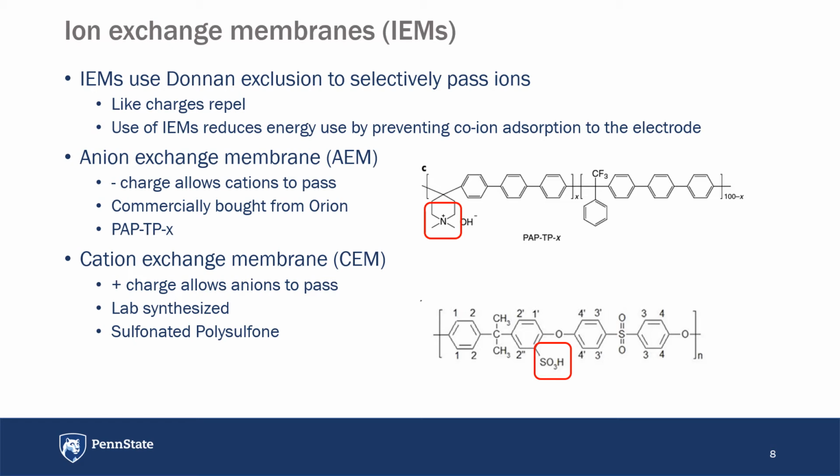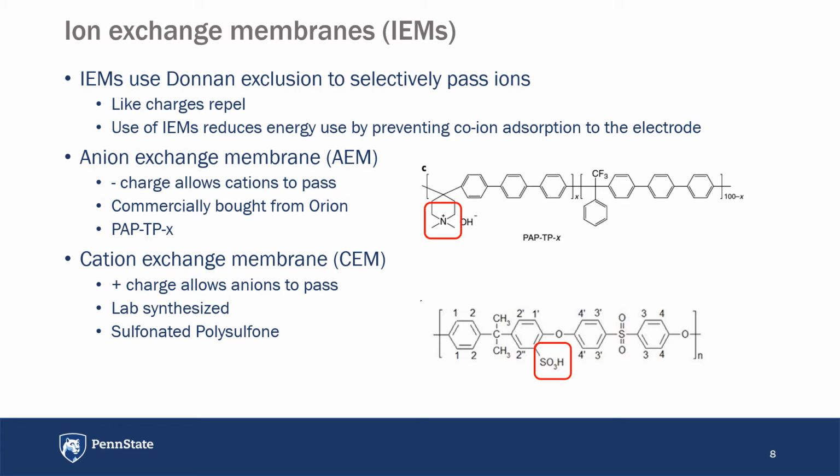So here we are using ion exchange membranes because it ensures that due to Donnan exclusion, we can selectively pass ions. We know that like charges repel each other. So if the membrane contains a particular charge, the counter ions will be passed and the co-ions will not be passed through those membranes.